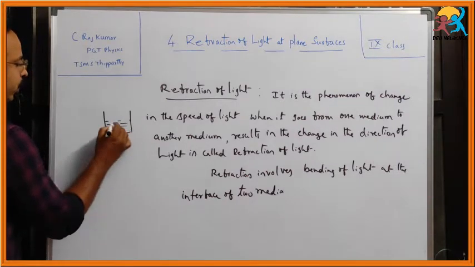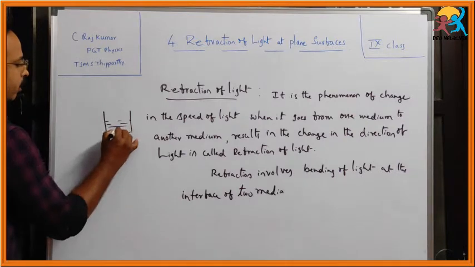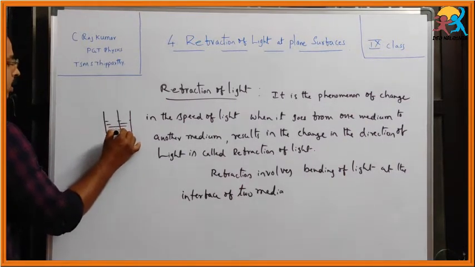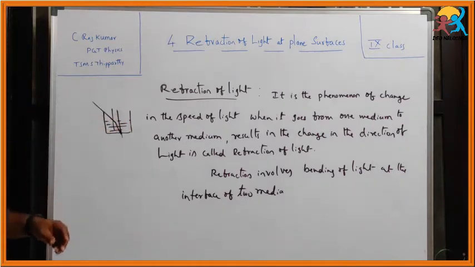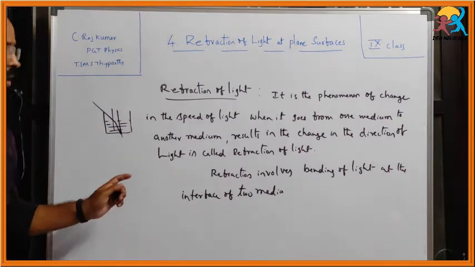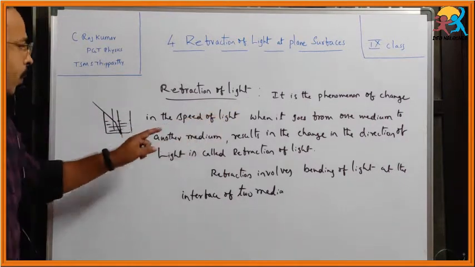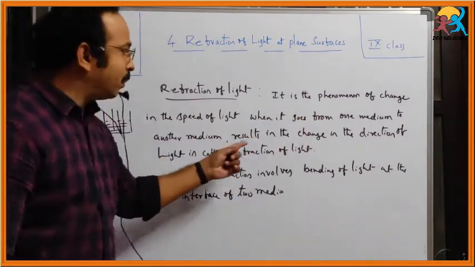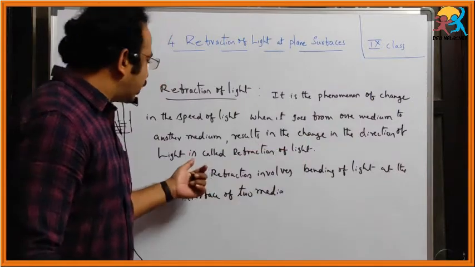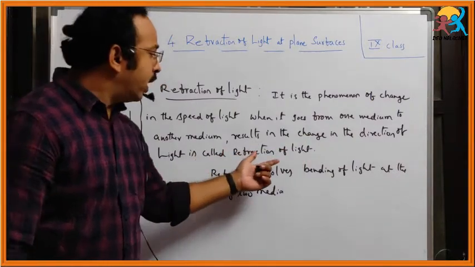When light travels, if you keep a pencil here, or if you keep a coin here, the light is coming from here. What will come from here? It is coming from water. When coming from water here, it changes its direction. Remember here. So it is a phenomenon of change in the speed of light when it goes from one medium to another medium, which results in a change in the direction of light. This is called refraction of light.